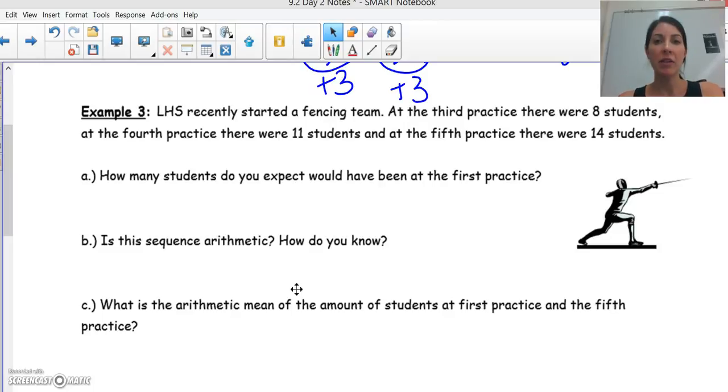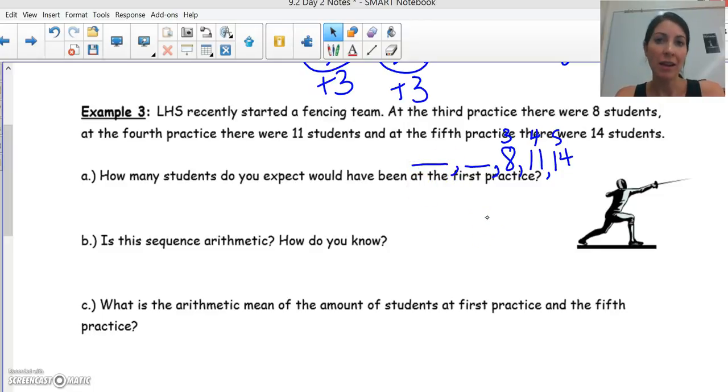So I'm going to start writing out the numbers and see if I can recognize a pattern, and then I can bring it back to the very first practice. So at the third practice, there were 8 students. I'll put a little 3 there so I remember. The fourth practice, 11, and then I'll put a little 4 above that. And at the fifth practice, there were 14. So I basically need to continue the pattern going back the other way to the first practice. So I would have had a second practice here and a first practice here.